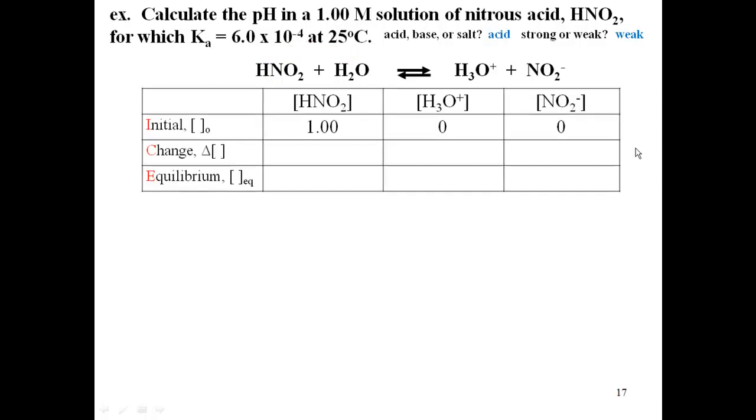So what I want to do next is write my reaction. So I take my acid plus water. Once again, we're going by Bronsted-Lowry acid theory. We're going to take the proton and donate it from the acid to the base, which gets me hydronium ion and nitrite ions. Then I'll write my ice table.